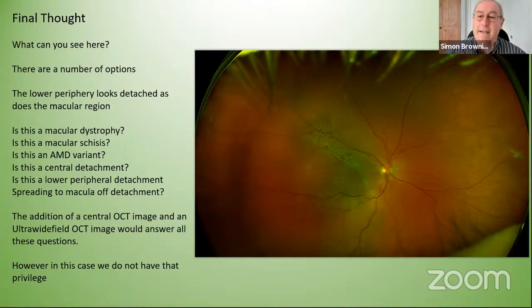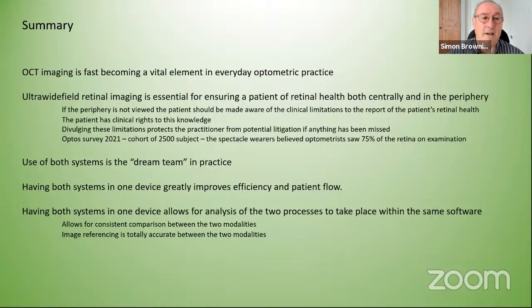What we need is the OCT image and an ultra-wide field OCT to look at what's going on in the base. We don't have that privilege currently in this image. That's why multimodal imaging with OCT built in as well would just answer those questions. It would allow us much, much more accurately to see what is going on and to make the right clinical decision. So just in summary, OCT is fast becoming a vital element in everyday optometric practice.